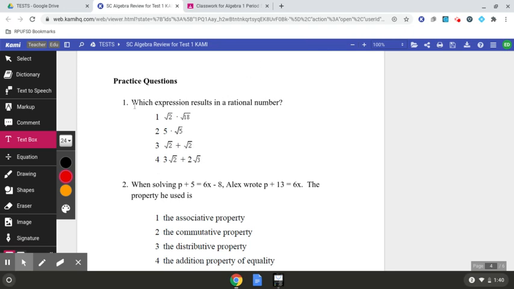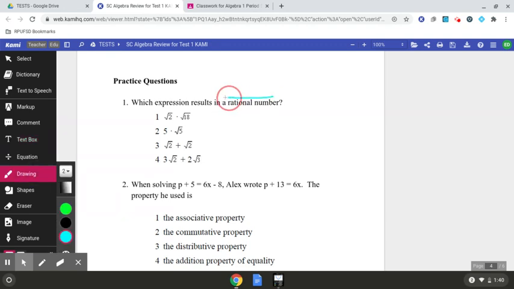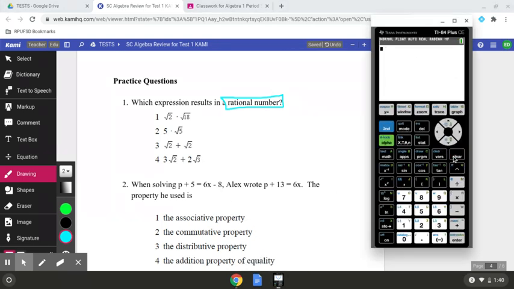So number 1 says which expression results in a rational number. So we're looking for which choice gives us a rational answer. So this I would use my calculator for. Remember, when you're typing this in the calculator and you want to put more than one square root in, you have to use those arrow keys to close it out, and then times the square root of 18, and we get an answer of 6 for number 1.